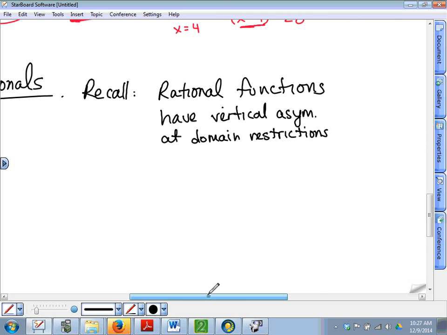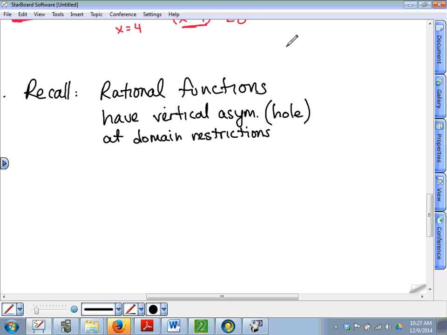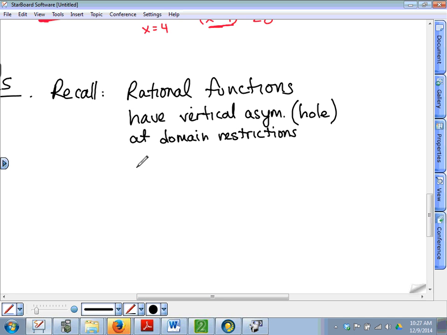Well, actually, I need to clarify that. This is way back from chapter 1 that you might recall. Discontinuities aren't always vertical asymptotes. Do you remember another type of discontinuity? Or it could be jumps. A hole. So you can have a vertical asymptote, or you can have a hole at domain restrictions. It's a hole if it's a removable discontinuity.